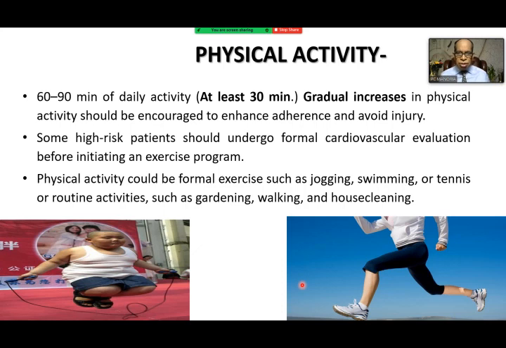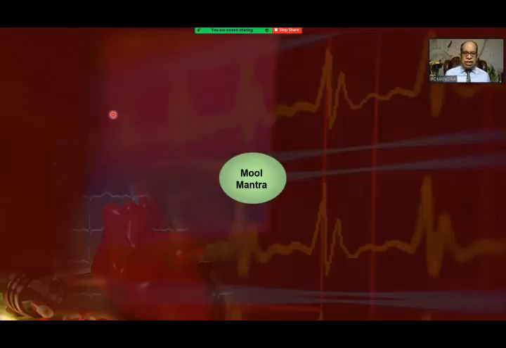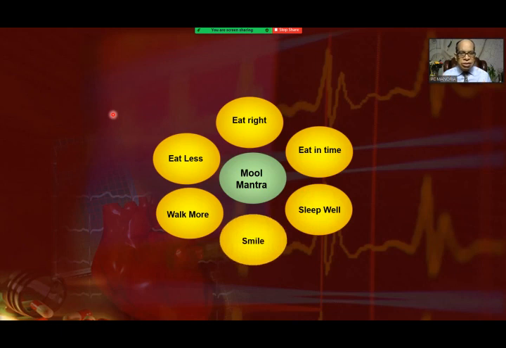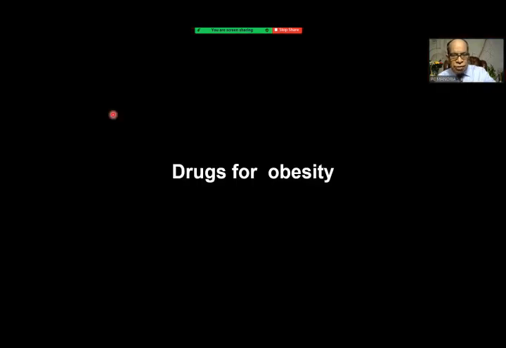Physical activity, 60 to 90 minutes of daily physical activity, at least 30 minutes. The exercise should be gradually increased, and adherence is important. Some high risk patients should undergo a formal cardiovascular evaluation before initiating an exercise program, and physical activity could be in the form of an exercise such as jogging, swimming, or tennis, or routine activities such as gardening, walking, or house cleaning. In very simplistic terms for the layman, lifestyle modification basically involves eat less, eat right, eat in time, walk more, sleep well, and smile.